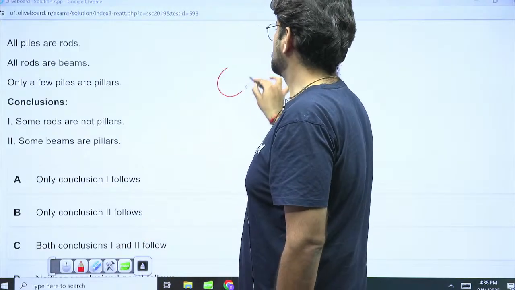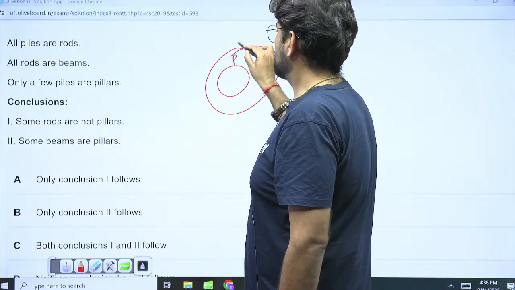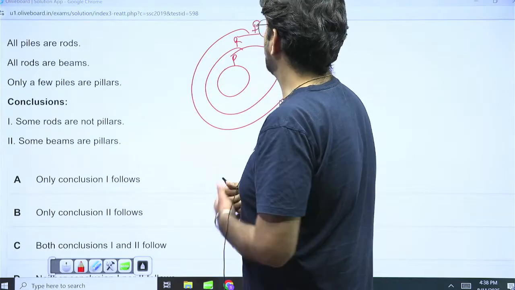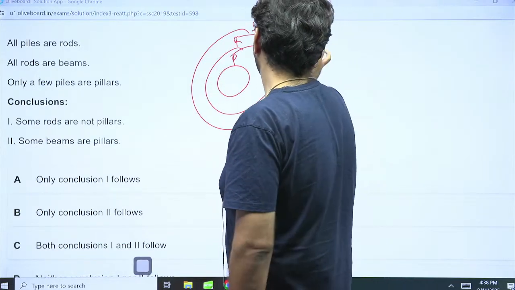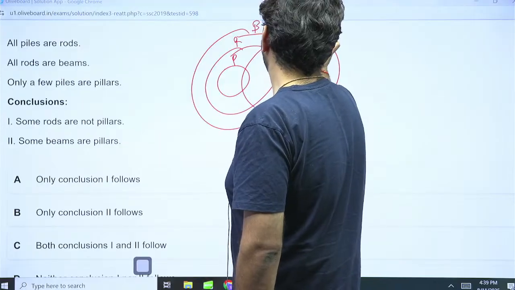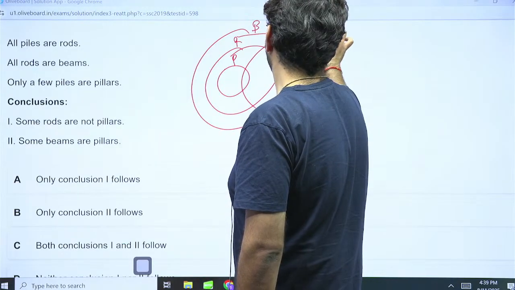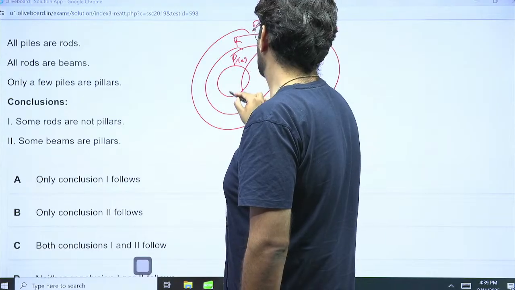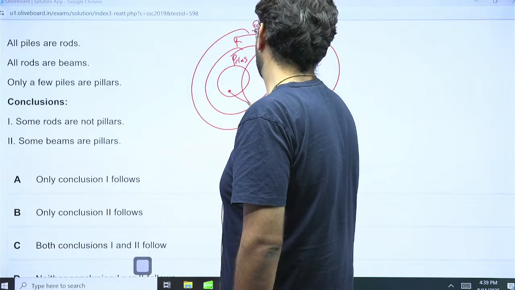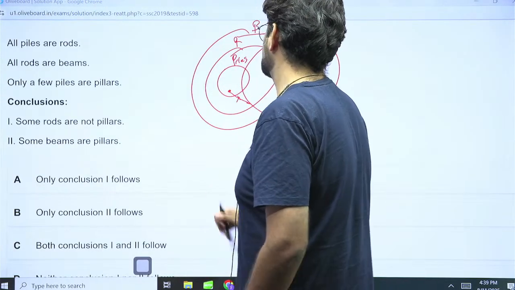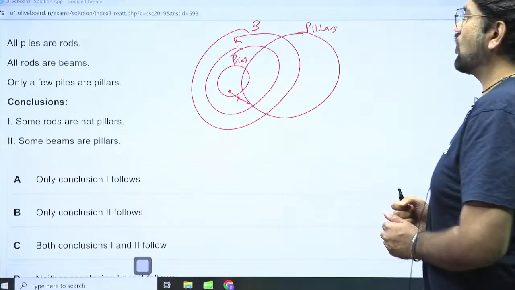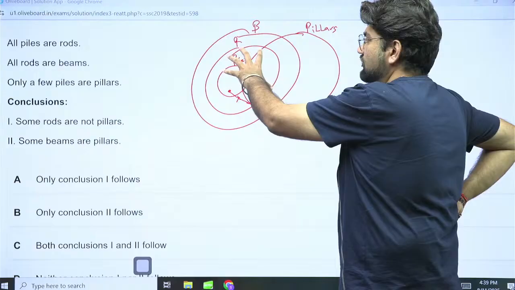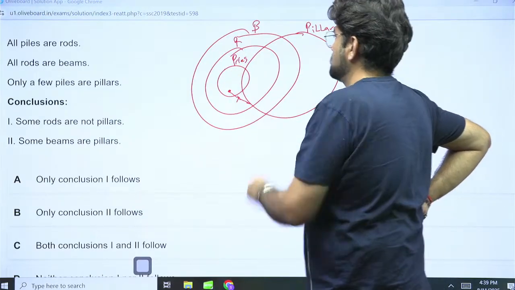All piles are rods. All rods are beams. Only a few piles are pillars. So, some piles are pillars. Some piles are not pillars. Only a few means a combination of some and some not. Some rods are not pillars. Yes, of course. Some rods which may be under the category of piles are not pillars. Definitely true.